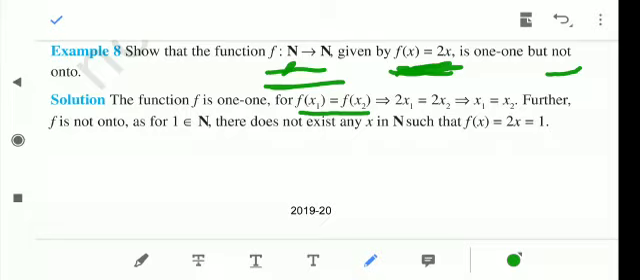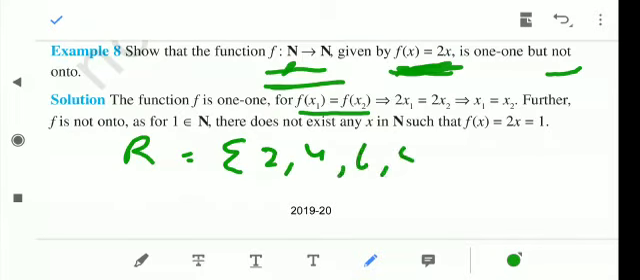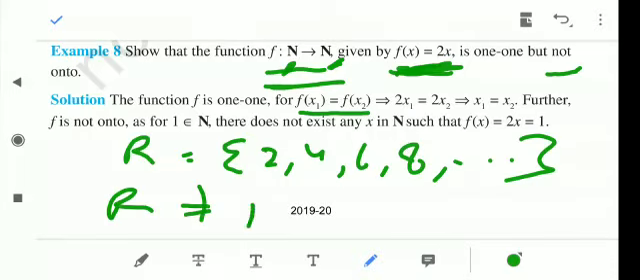So here you can see the range of the function will be equal to 2, 4, 6, 8 and so on. That is, only even numbers are there, whereas the codomain contains the even numbers as well as odd numbers. Therefore the range of the function is not equal to the codomain N, therefore the function is not onto. Therefore the function is 1-1 and not onto.